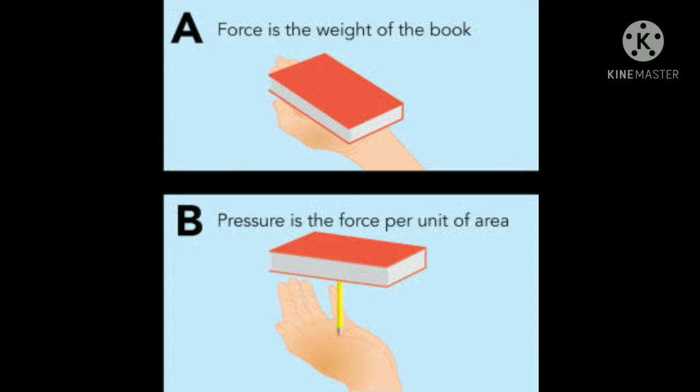Here two diagrams are given, A and B. In A and B, what is the difference? Can you see? In A, the force is the weight of the book, and in B, the force is... Pressure is what? The force per unit area. One pencil is there, and in that pencil's area, how much pressure will there be? The force is given by the book, and how much pressure will there be per unit area?